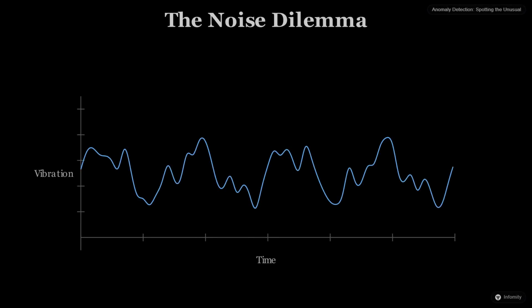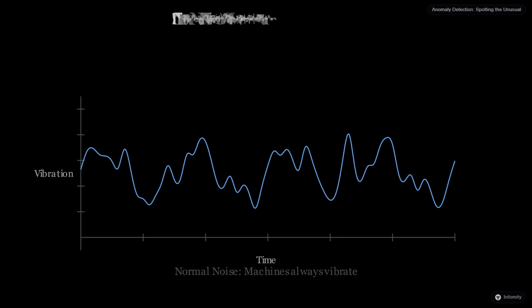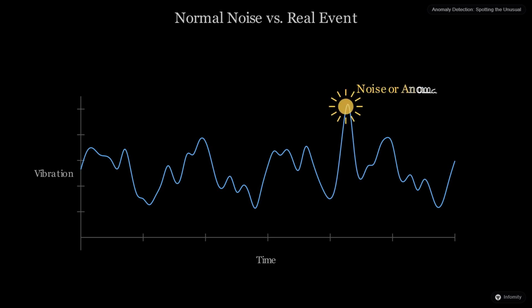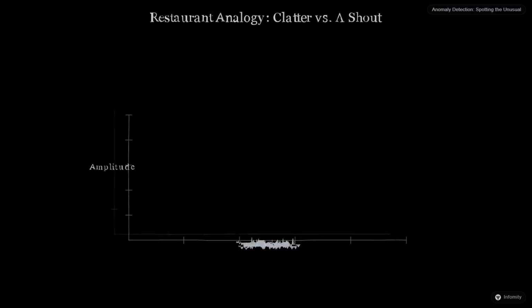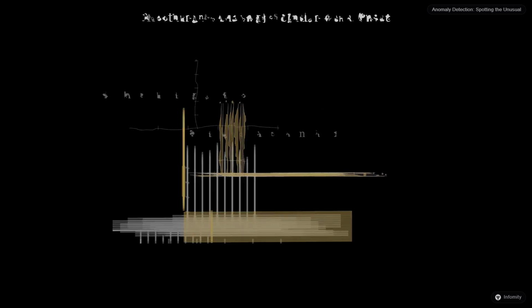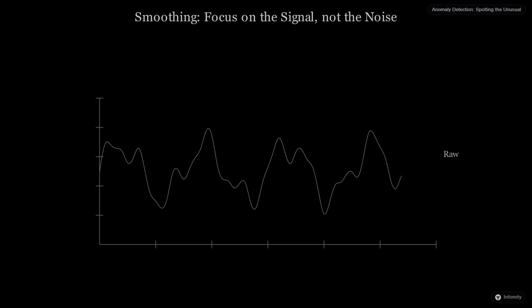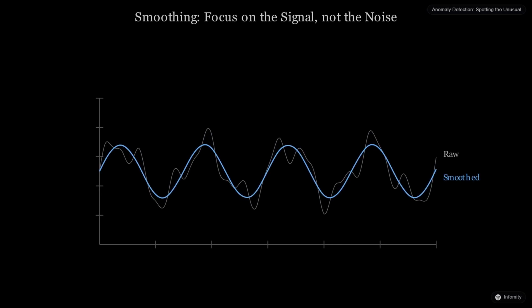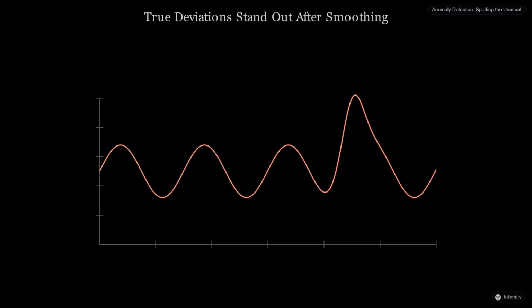Not every wiggle of a gauge is a crisis. Machines vibrate, electricity fluctuates, and sensors have glitches. The watchman's greatest skill is distinguishing between the random static and the meaningful signal. Think of it like a crowded restaurant. The clinking of silverware is noise, but a scream is an anomaly. We use statistical smoothing to ensure we are not jumping at every shadow. We focus only on the events that truly deviate from the collective pattern.